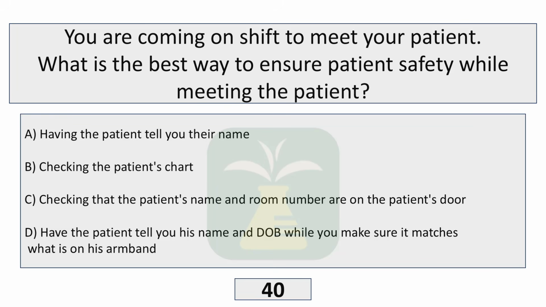You are coming on shift to meet your patient. What is the best way to ensure patient safety while meeting the patient? A. Having the patient tell you their name. B. Checking the patient's chart. C. Checking that the patient's name and room number are on the patient's door. D. Have the patient tell you his name and DOB while you make sure it matches what is on his armband.